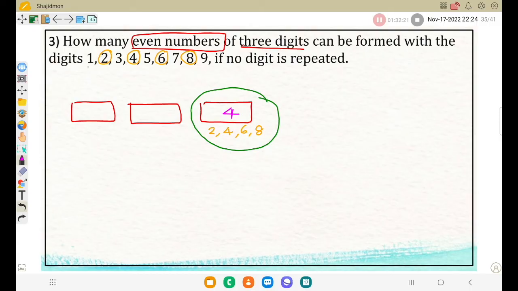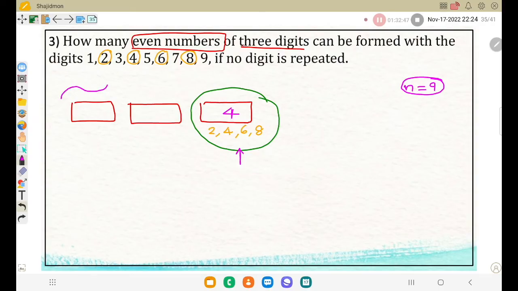Totally how many numbers do we have? Totally we have 9 numbers, 1 to 9, n equal to 9, correct? Out of 9 numbers, 4 numbers are possibilities for the last place. But how many numbers are we writing there? Only one number, correct? One of these numbers we are writing. Either we write 2 or 4 or 6 or 8, like that. One of the numbers, but 4 possibilities are there.